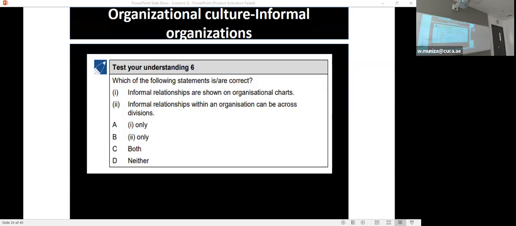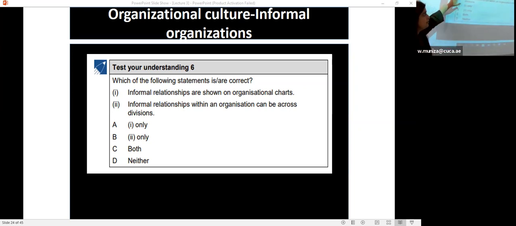Now, here is understanding number six, students. The requirement of the question is: which of the following statements are correct? Number one, informal relationships are shown on organizational charts. Are informal networks shown on the organizational charts or hierarchy or organizational trees? No, never. Formal structures are shown on the organizational charts. The basic hierarchy shows the statuses and roles which are formally present in the organization. Informal networks are made by the individuals by themselves. They do not have any concern with the formal network. So this one is wrong.